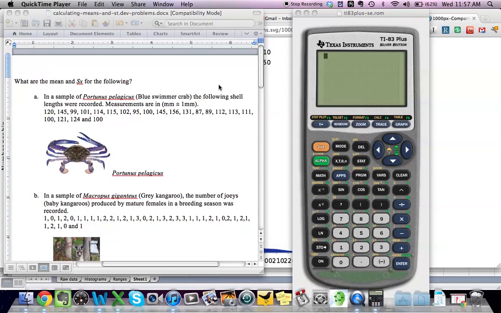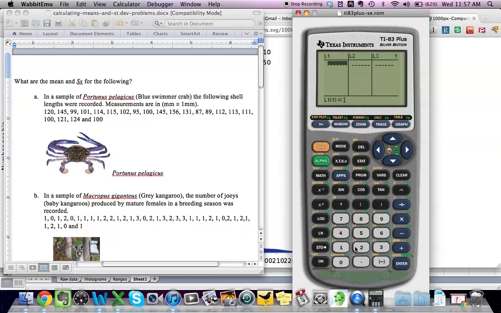Okay, I'm going to show you quickly how to calculate standard deviation on your calculator. So over here we've got a set of measurements from a population of blue swimmer crabs with different shell lengths. So we're going to go to Stat, and we are going to edit, so hit enter, and now we're going to create a list of our measurements.